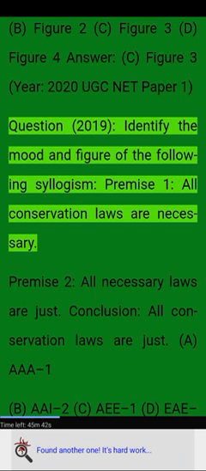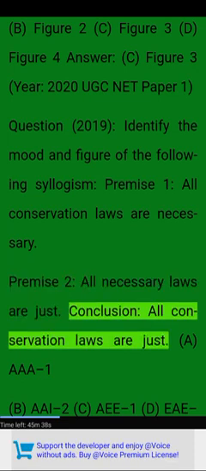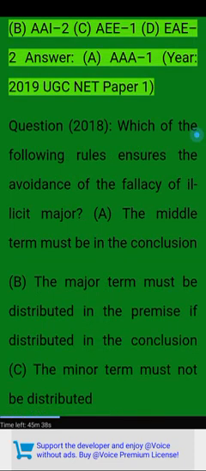Question 2019. Identify the mood and figure of the following syllogism. Premise 1. All conservation laws are necessary. Premise 2. All necessary laws are just. Conclusion. All conservation laws are just. A. AAA-1. B. AAI2. C. AE1. D. EAE2. Answer. A. AAA1. Year 2019 UGC NET paper 1.